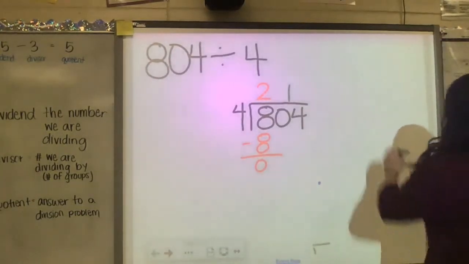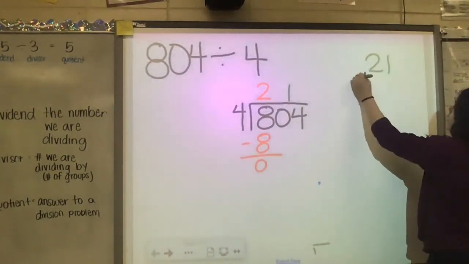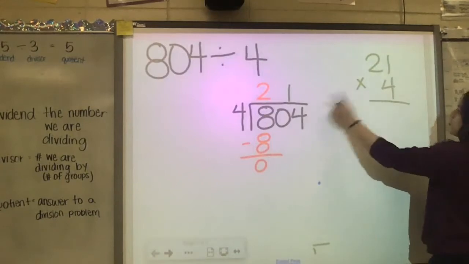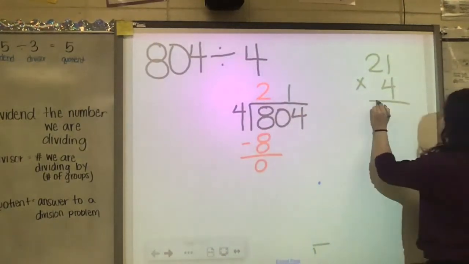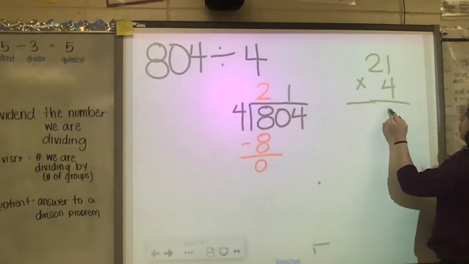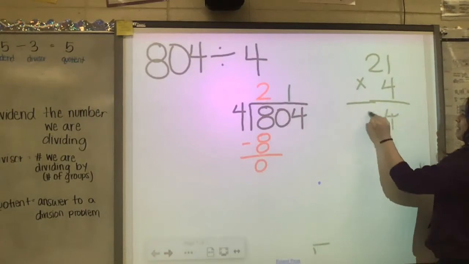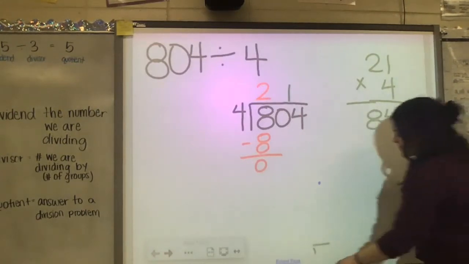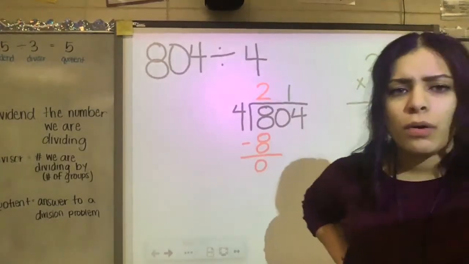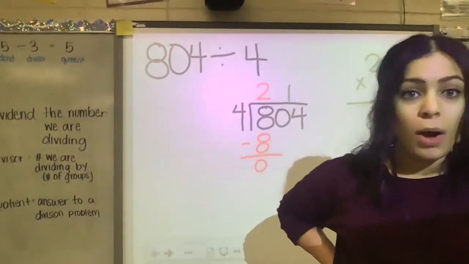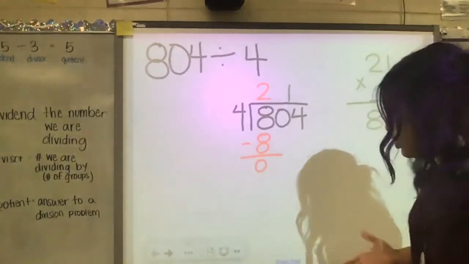Now, if I go and check my work, what I should be able to do is take my quotient and multiply it by my divisor to get my dividend. When I do 21 times 4, I get 84. Not even close to 804. So if that was something you were thinking, take a minute and pause again and ask yourselves, well, what should I do?